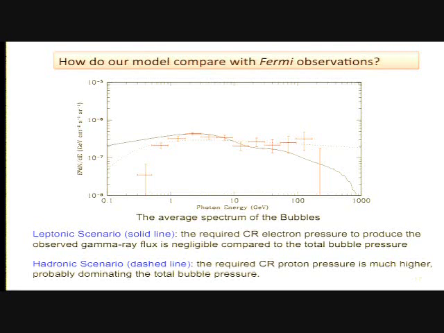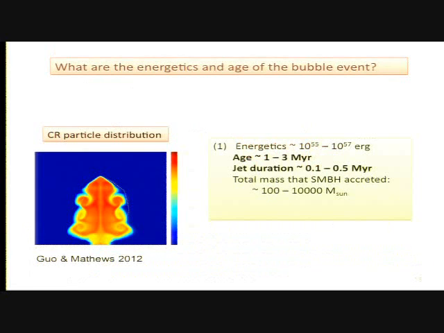In the electron scenario, we found the required cosmic electron pressure inside the bubble is much less than the simulated pressure. In the proton scenario, the required cosmic proton pressure is very high. It's probably dominating the bubble pressure. So in other words, it's much easier to produce gamma ray emission by electrons. And both theories have been proposed to explain the gamma ray emission from the Fermi bubbles.